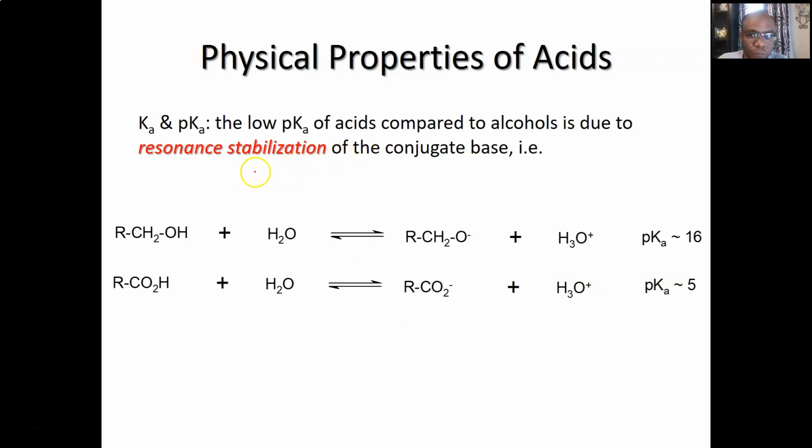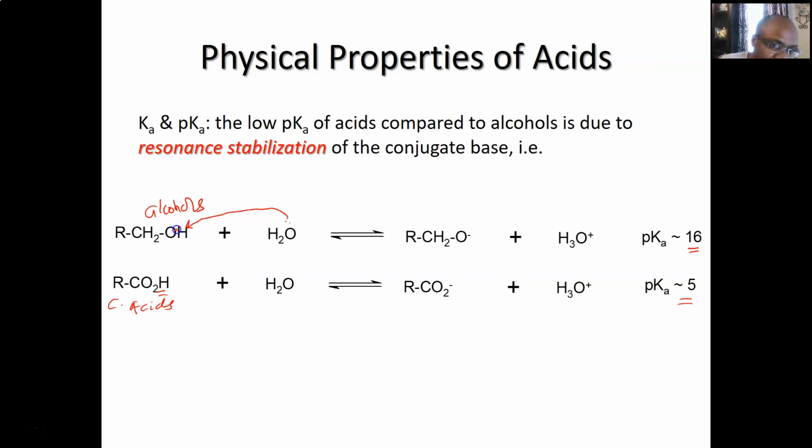Now, why are carboxylic acids more acidic than alcohols? So this is an alcohol. The pKa of alcohols is roughly 16. The pKa of carboxylic acids is roughly 5. So why are carboxylic acids more acidic than alcohols? Pretend that you're going to lose the hydrogen. Use water as a base.